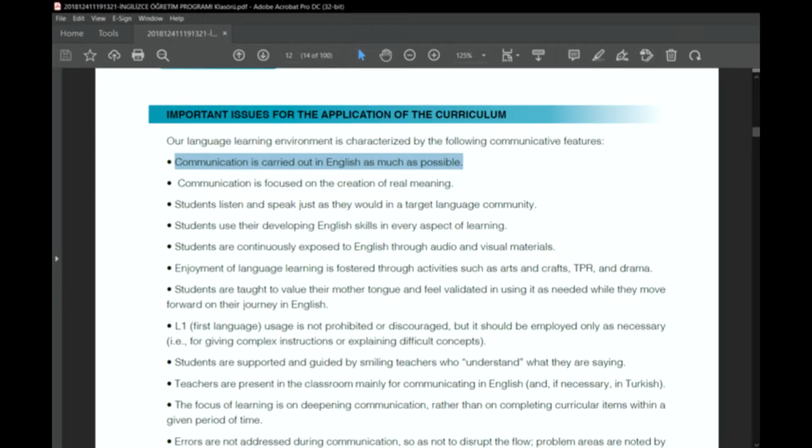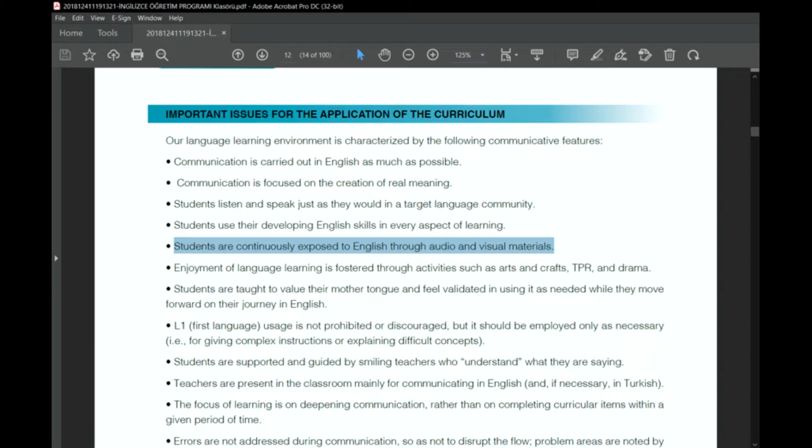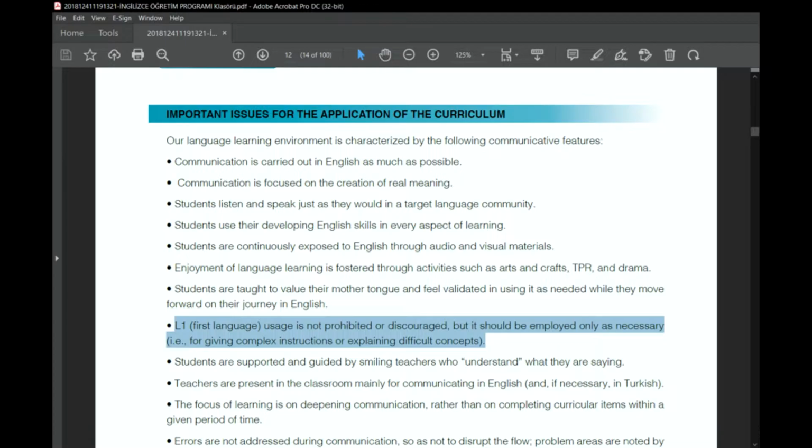When you give a list of words with Turkish equivalents or translations of these words, you disobey the basic principles of the curriculum. Why do I say that? In the curriculum, it says communication is carried out in English as much as possible. It further says students are continuously exposed to English through audio and visual materials. It says L1, first language, native language, Turkish in our case, usage is not prohibited or discouraged, but it should be employed only as necessary. In other words, for giving complex instructions or explaining very difficult concepts.